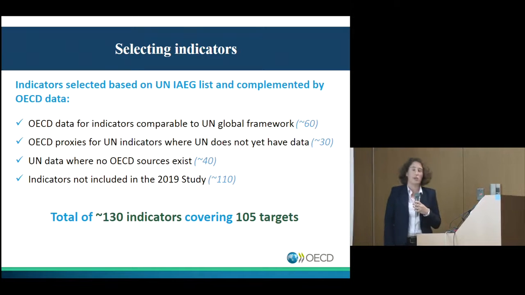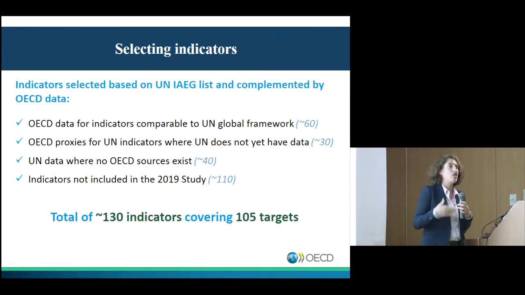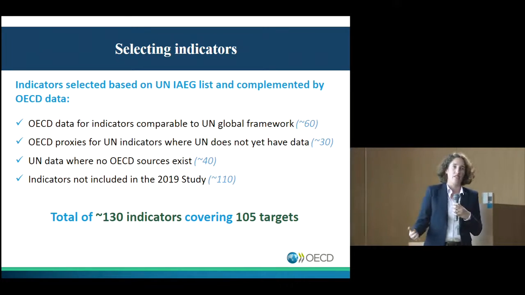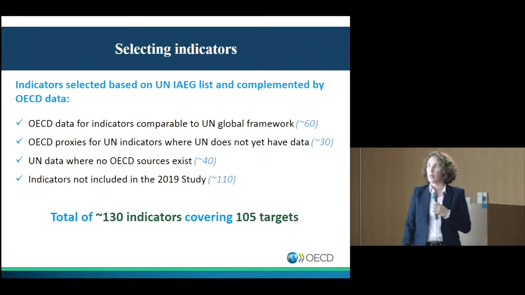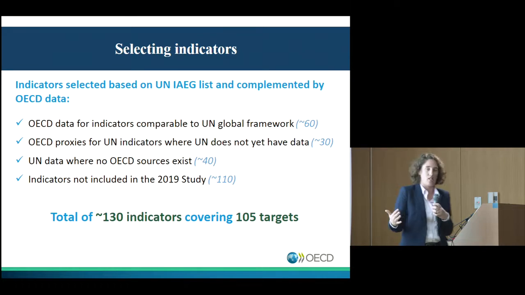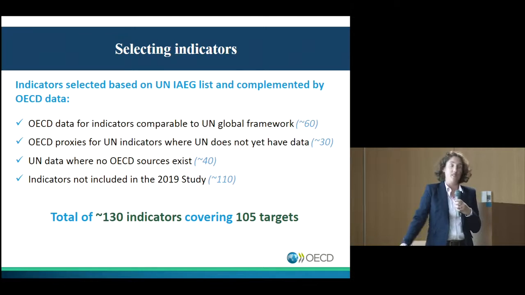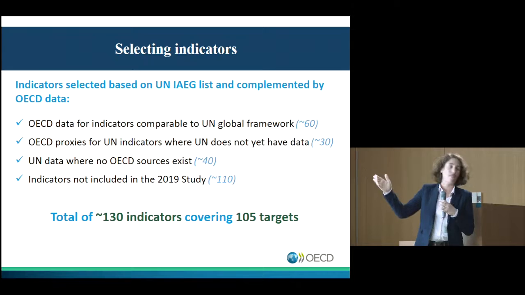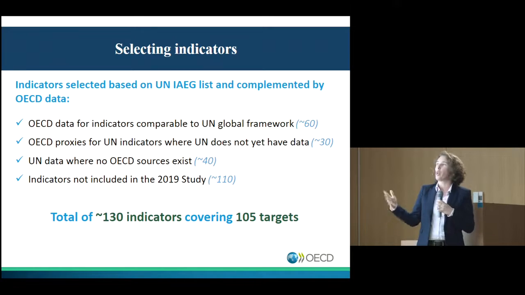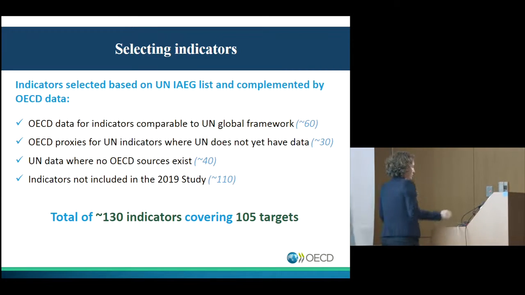Selecting indicators, we were actually asked by our member countries to stay as close as possible to the global list of indicators that was decided on by the interagency expert group, and that is in order not to present an additional layer of interpretation to the SDGs. So from that UN IAEG list, we use data from the UN database. We use OECD data where we have better comparable data for OECD countries, and we use UN data when there's no OECD sources.